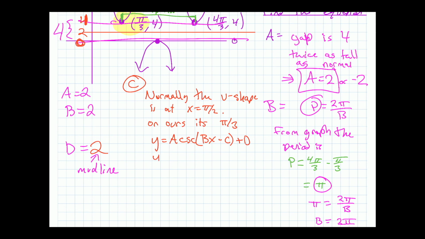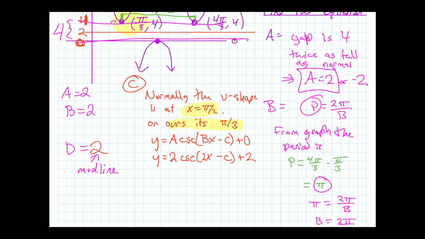Put in all the 2's. Again, it doesn't matter that they're 2's, they are what they are. This is what you get, right? We're only missing the c. So the whole key to this is this fact. Normally, it's x equals pi over 2. Ours is pi over 3.